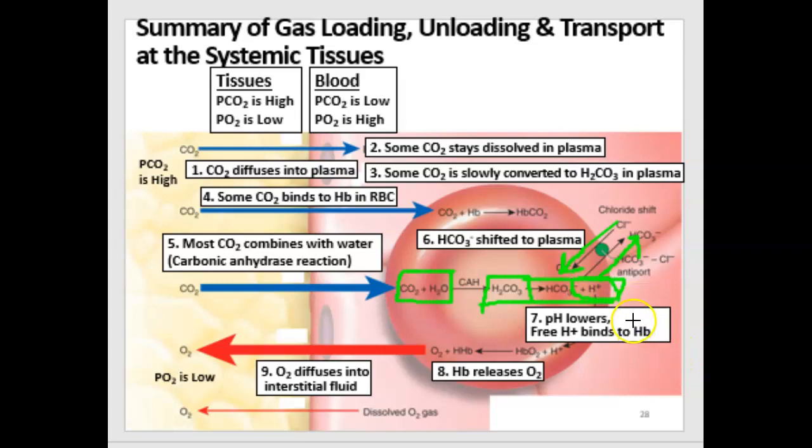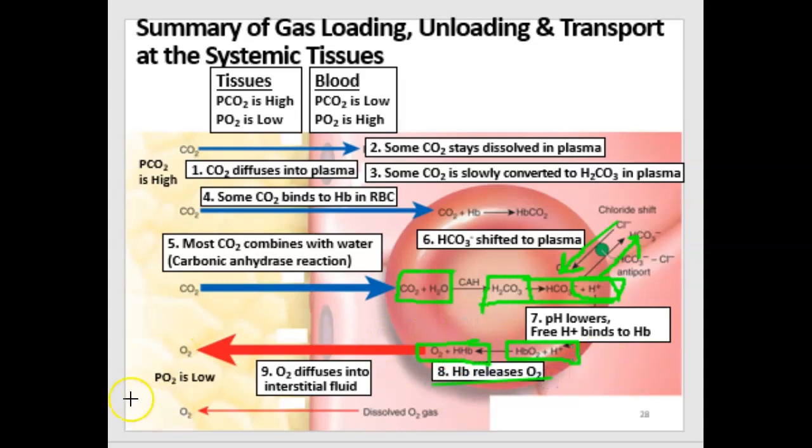That lowers the pH. So it was a pH of 7.3, now it's a pH of 7.25 or whatever. It actually doesn't get that low. But anyway, the free hydrogen ion can displace the oxygen that's on hemoglobin. Perfect. Now we've got free oxygen in number 8 here. The hemoglobin releases the oxygen.